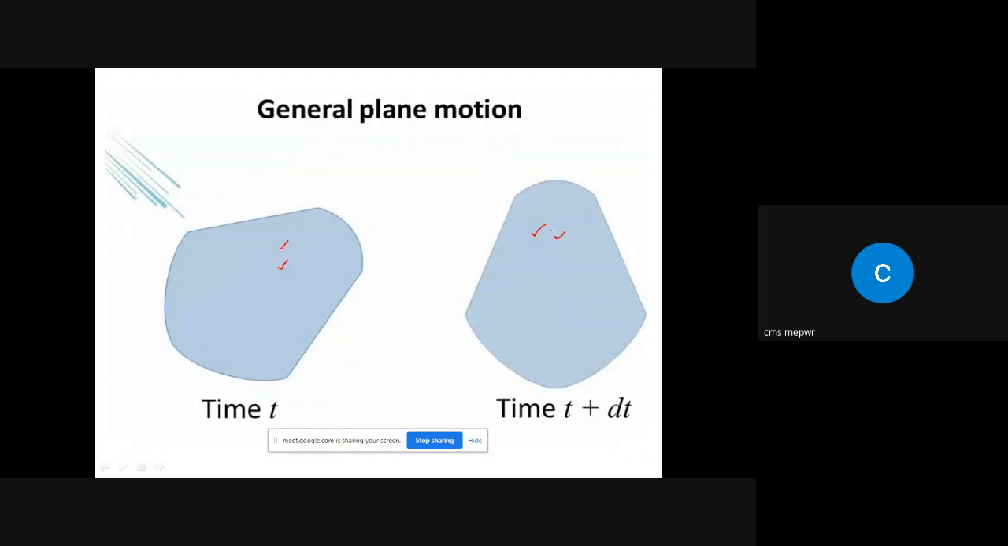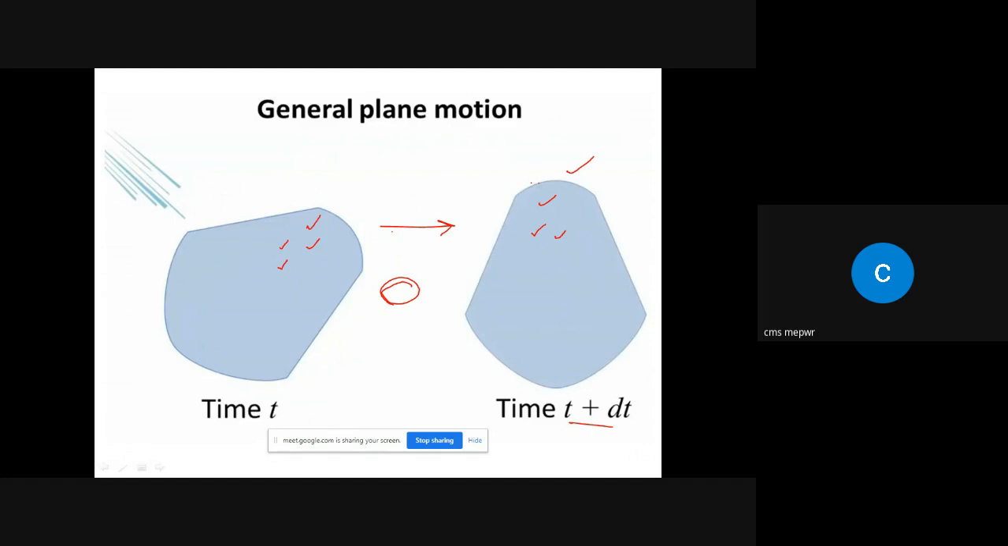So at time t, the initial position was here, and now after time t plus dt, the new position is here. As I have told you, in general plane motion we have a combination of two different types of motion: one is the simple translation, and the other is the rotation. Initially, at this initial position, the object had a different rotation. Now, at time t plus dt, the position as well as the orientation of this object has changed.